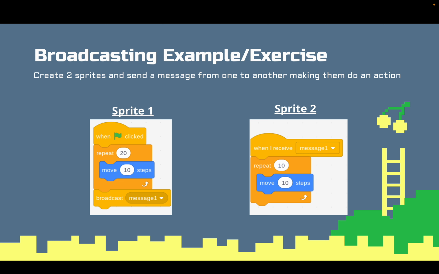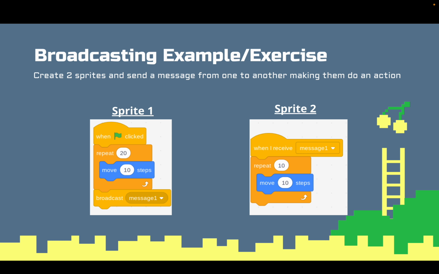You can have custom messages and you can create more and more. So your message might not be message 1, but in this case it is. Next, in our second sprite, we're going to have when I receive message 1, or the message, to start its program. And then repeat 10 times, move 10 steps, which is basically our action.